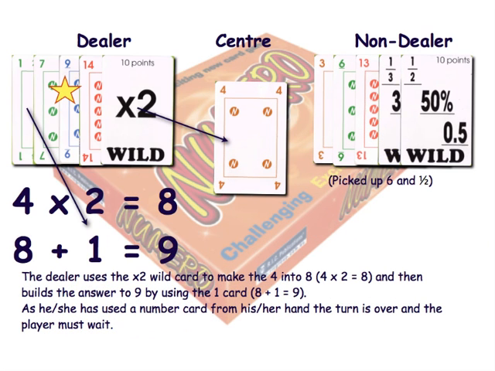The dealer uses their times 2 wild card to make the 4 into an 8. 4 times 2 equals 8, and then builds the answer to 9 by using their 1 card. 8 plus 1 equals 9. As they've used a number card from their hand, their turn is over and they must wait.